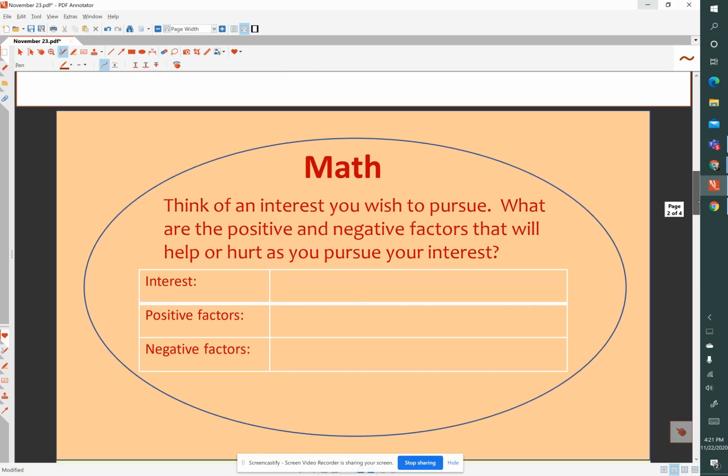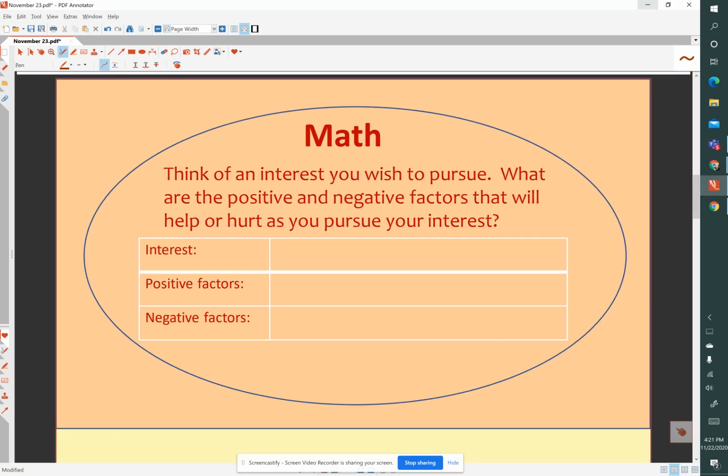So this is our do now. For our do now today, we want you to think of an interest that you wish to pursue, something new that maybe you're not doing. What is it that you've always wished that you could do? I always wished I could play the piano and understood how to read music. That's something I don't know. So what are the positive and negative factors that will help or hurt you as you pursue your interests?